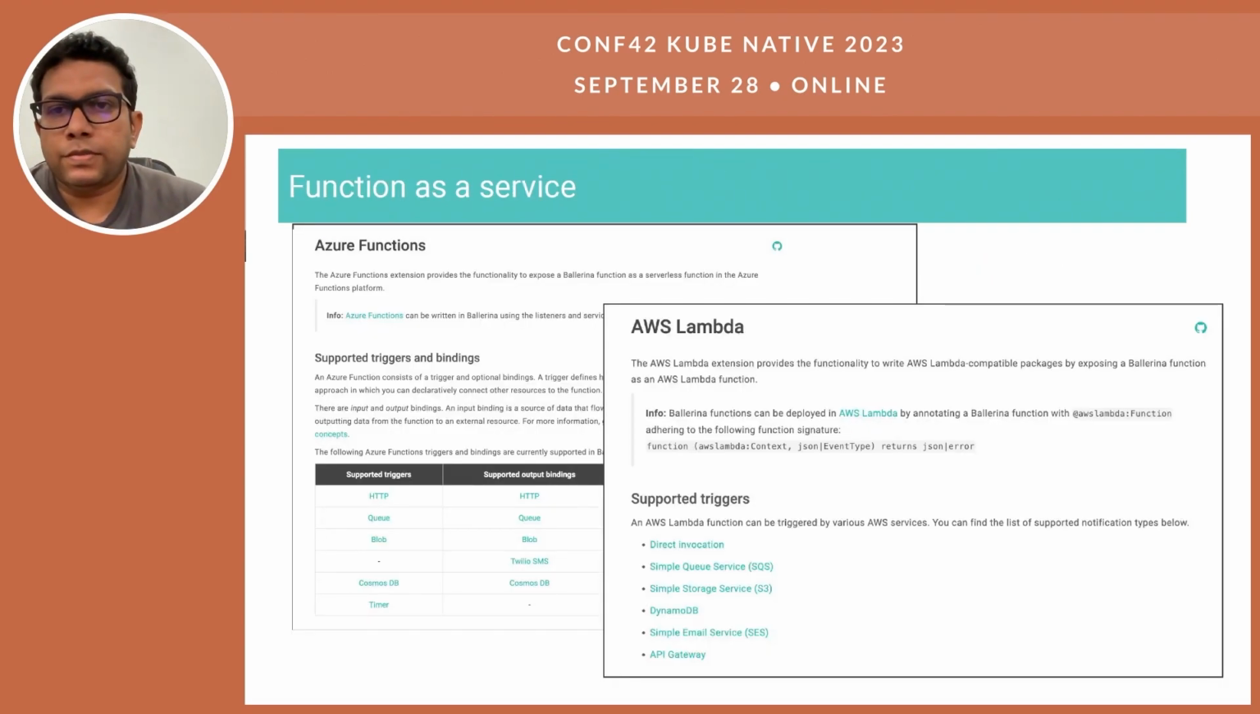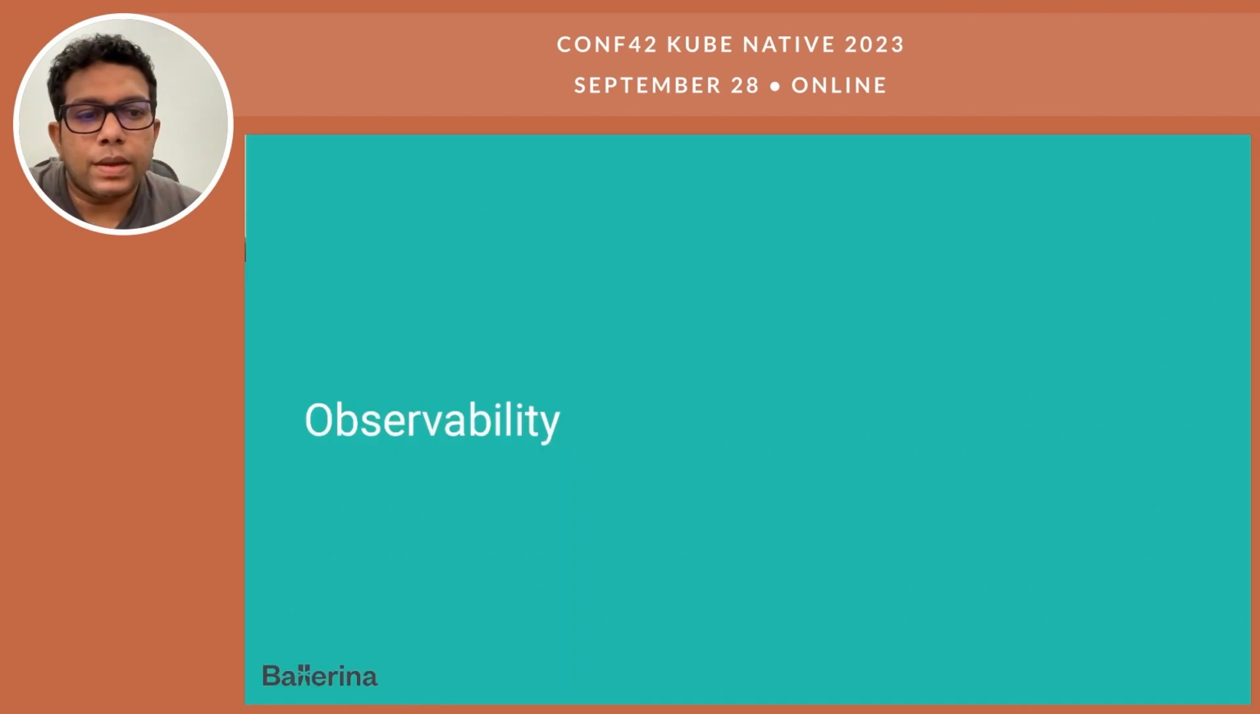Ballerina also supports function as a service. You can write a Ballerina function and deploy it in either Azure Functions or AWS Lambda. There is built-in support for these things. You can simply add an annotation, or you can write an Azure function executable and generate it to deploy in Azure Functions as well. Well, you can now deploy Ballerina as a jar file, Docker image, GraalVM plus Docker, and Kubernetes.